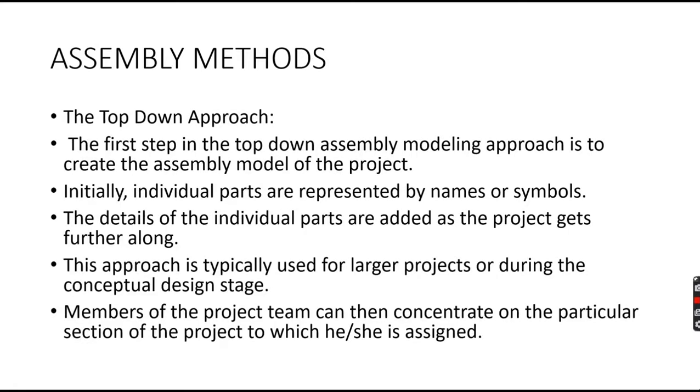The top-down approach. The first step in the top-down modeling approach is to create the assembly model of the project and do it completely backwards. Initially, the individual parts are represented by names or symbols. The details of the individual parts are added as the project gets further along. This is used for really large projects.